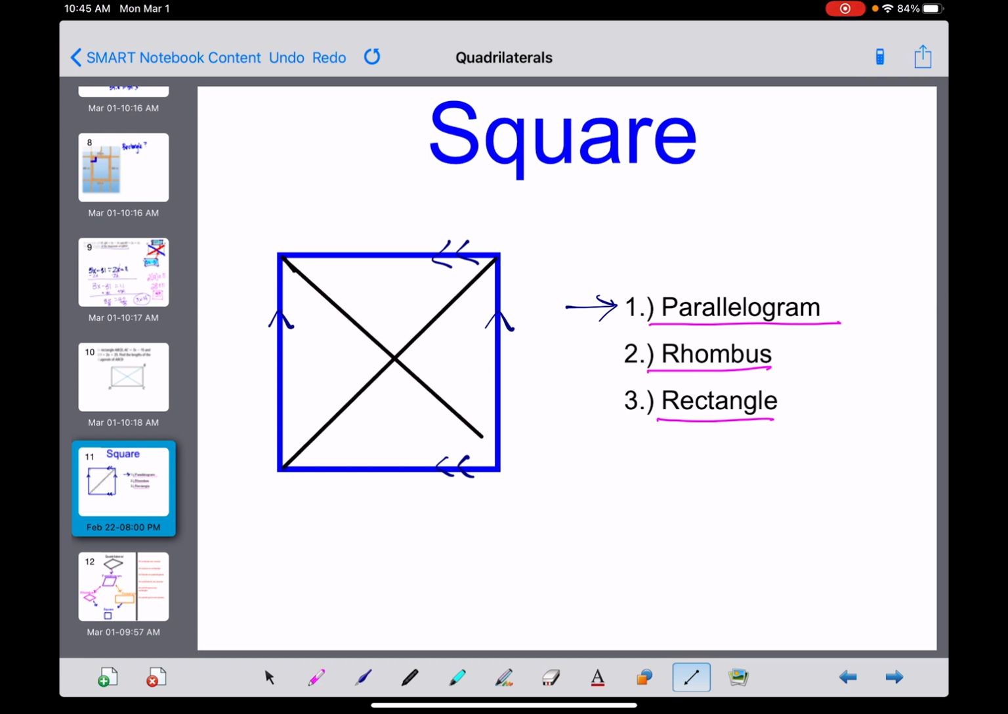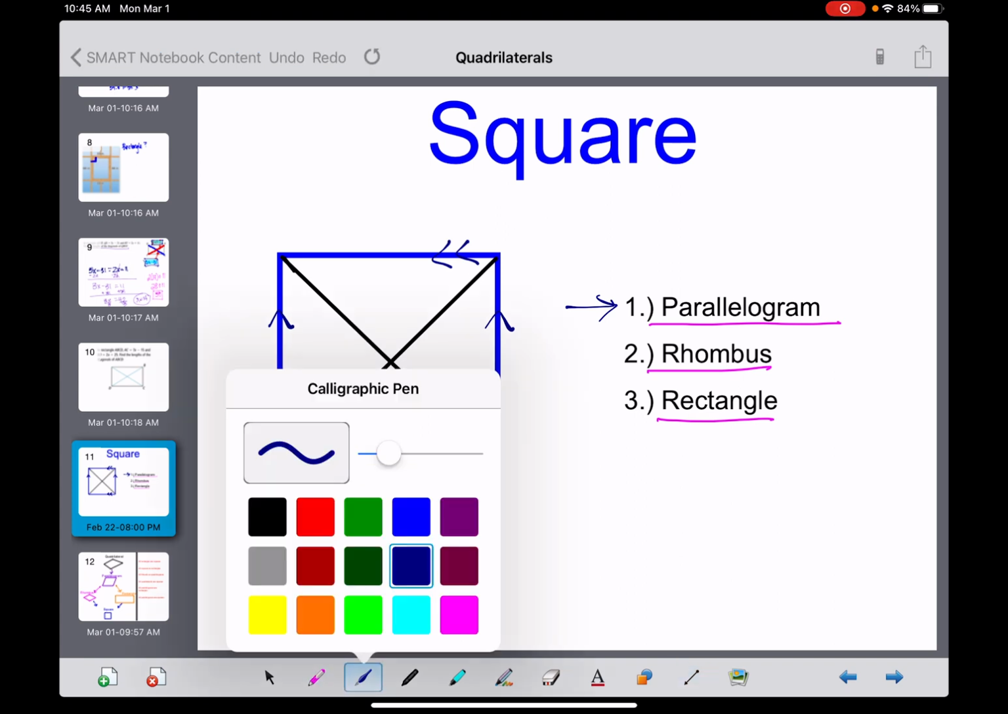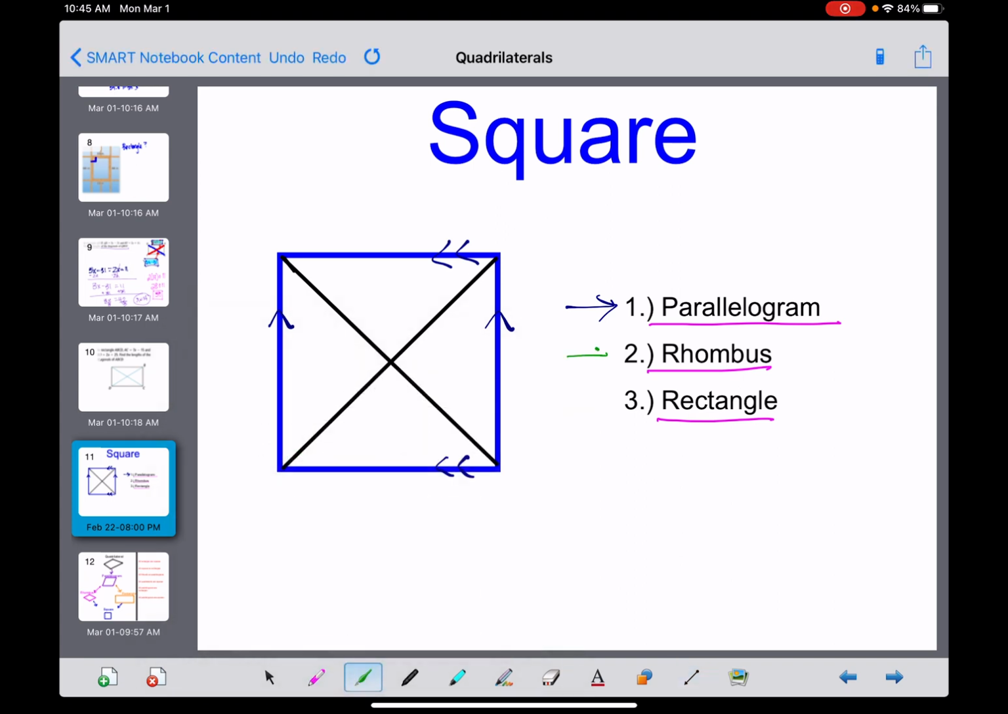We can get more specific, though, as we talk about now a rhombus. So for a rhombus, all sides are congruent, not just opposite sides. When our diagonals bisect, they bisect at a 90-degree angle, and they also bisect every single angle.